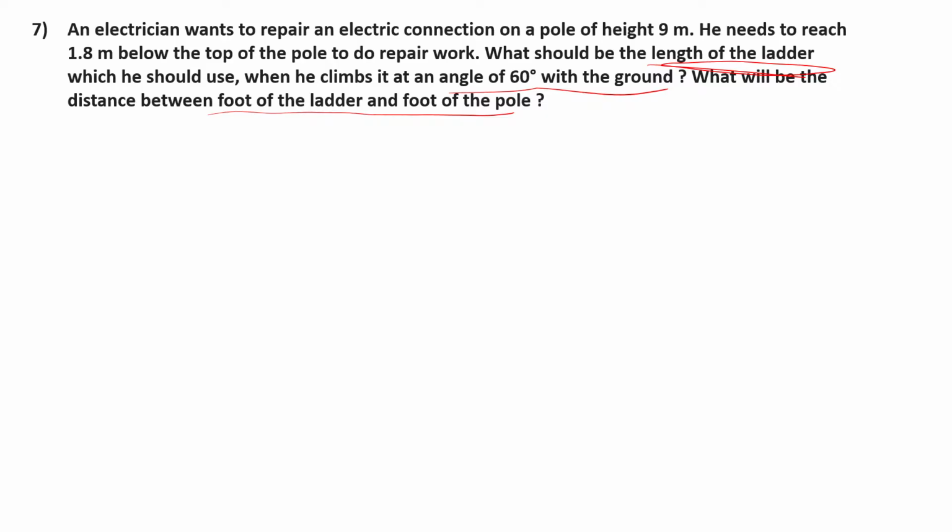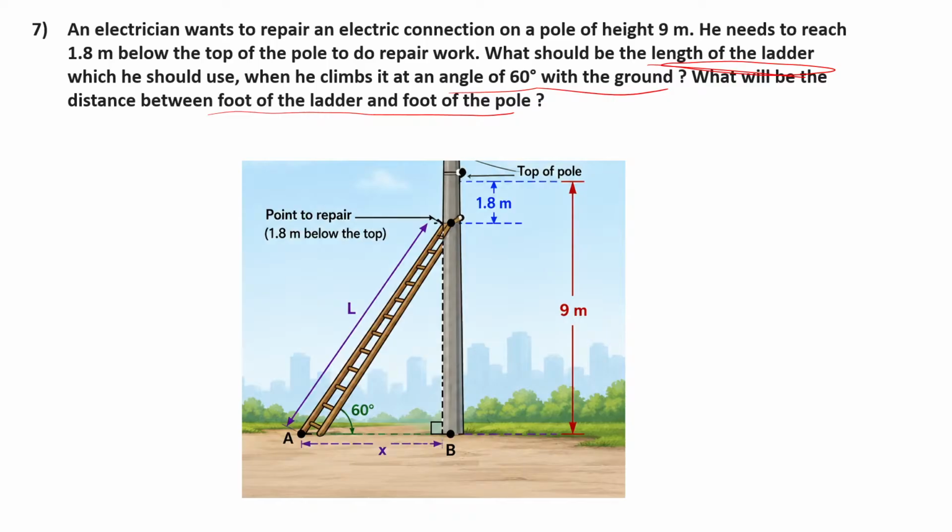So we'll see the image. This is the image as you can see on the screen. This is an electric pole. Here this is the top of the pole. Point B is the foot of the pole. Now from the top of the pole, 1.8 meters below, here the repair work must happen. The total height of the electric pole is 9 meters, but the work must happen somewhat below the top. Now the ladder has to be placed up to the repair work, making an angle of 60 degrees with the ground.